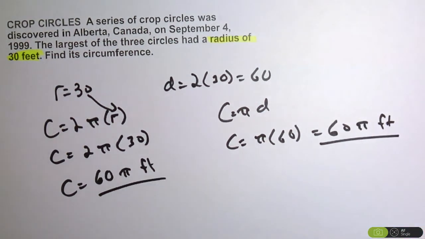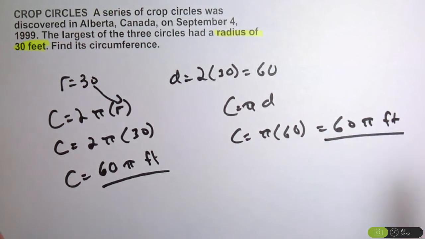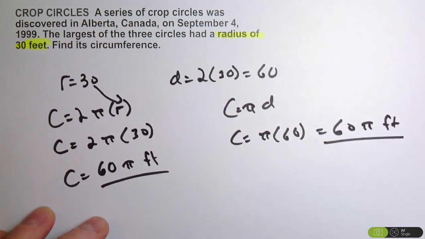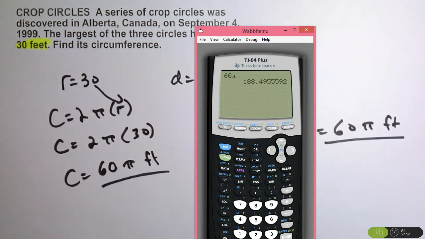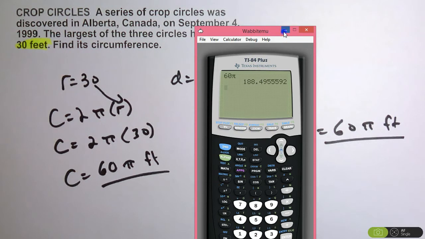Now, one of the things we get to do in geometry that you might not have done before is we'll do what we call leaving it in terms of pi, which means we just leave the pi there. We don't mess with doing any of the work of multiplying it out. If that bugs you, you can always grab your calculator and just simply do 60 times pi. And you get 188.4955 and some change. So if that really bugs you, you can do that. But I'm kind of lazy. I like to leave it in terms of pi if I can.